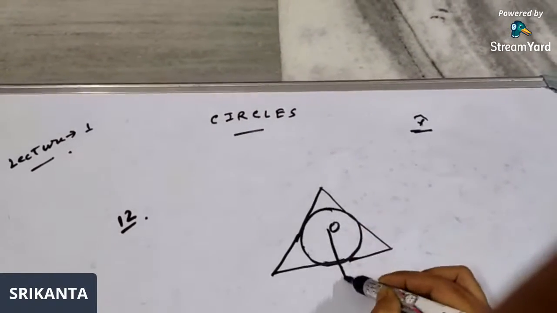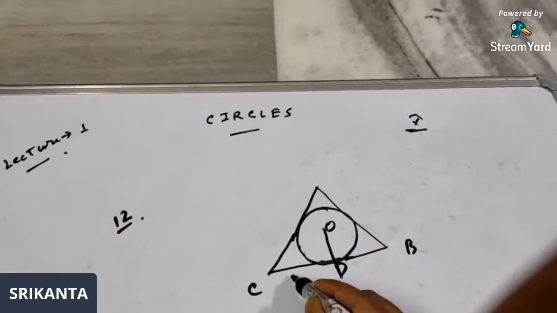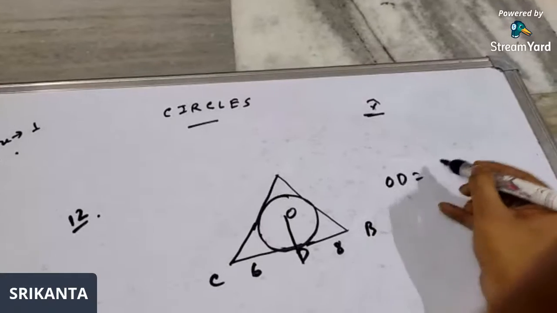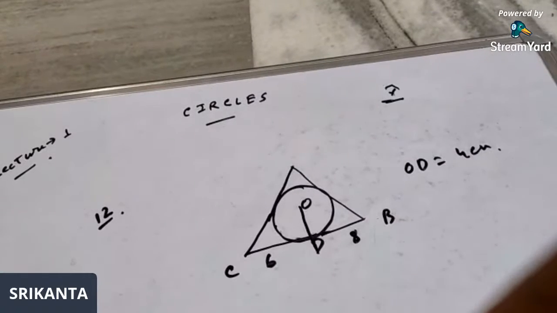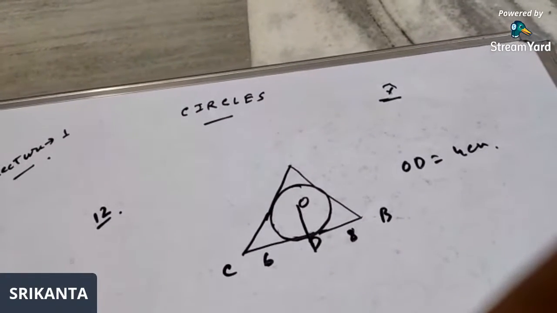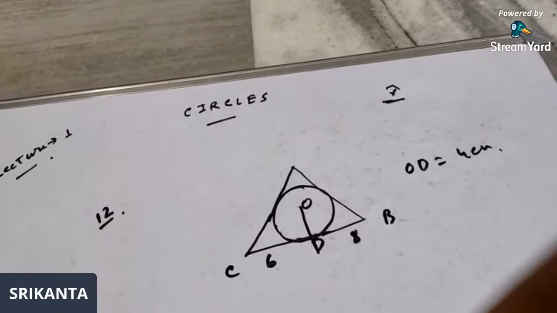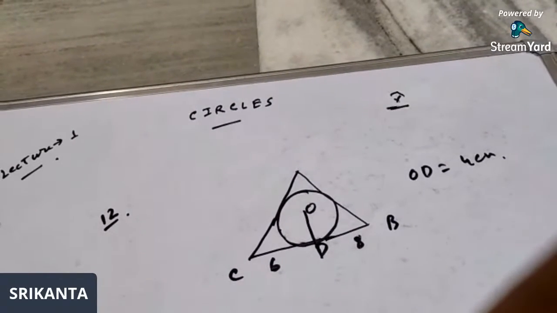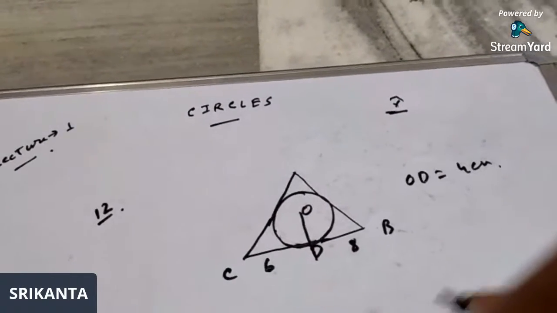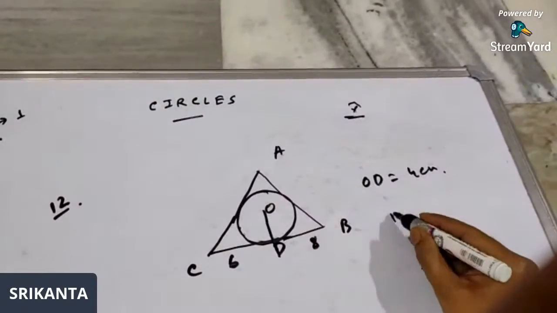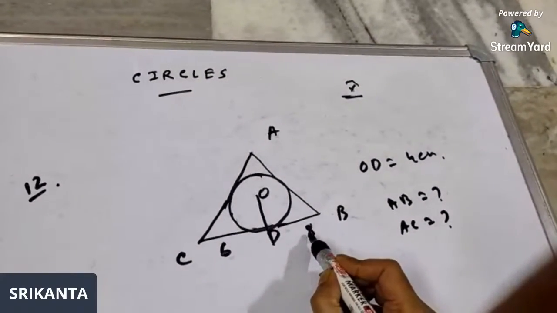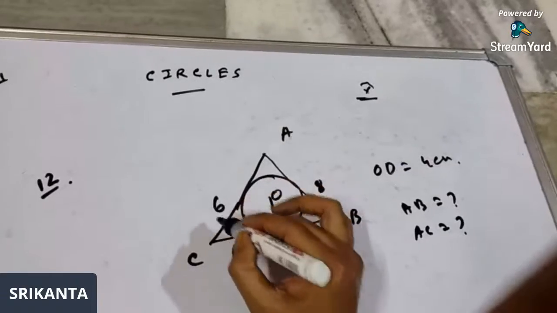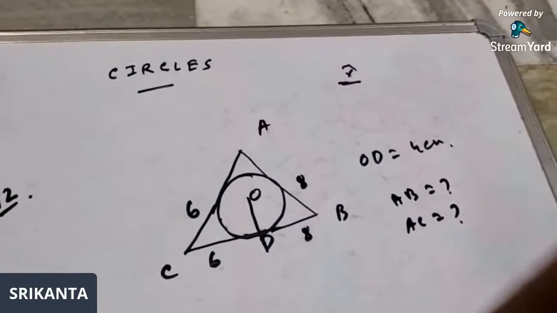So O, here D, here B, here C. This is 6, this is 8. So OD is given 4 centimeters. Such that the segments BD and DC into which BC is divided by the point of contact D are of length 8 and 6 centimeter respectively. Find the sides AB and AC. So what do they require? AB what? AC what? Now very easy. This is 8, this is 8, this is 6, that is 6. Clear?